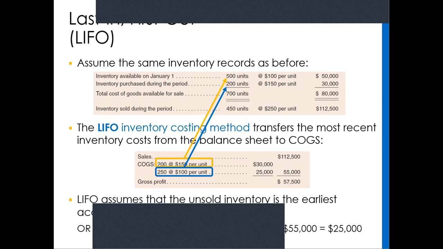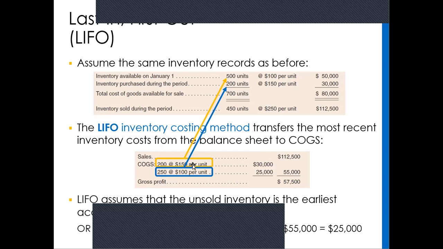So then we jump down to LIFO. But instead of selling starting at the 500 units, we sold 450 units. 250 were left in inventory. 450 were sold. So 200 of those came from this latest layer, and then the balance was from this layer.